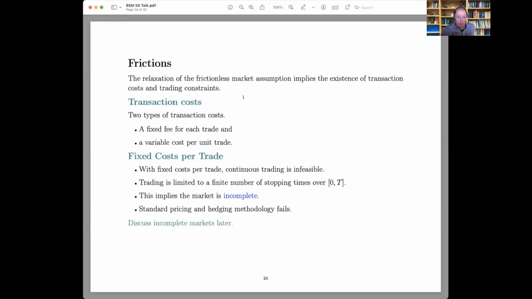All right, so those were on the asset price processes. Now we go to frictions. Two types of frictions that I'm going to talk about: transactions costs and trading constraints. Now, for transactions costs themselves, there are basically two types. There's a fixed fee per trade, and there's a variable cost per unit traded. Now, if the transactions costs are fixed per trade, then continuous trading is infeasible. Over any finite time interval with continuous trading, your transactions costs would be infinite.